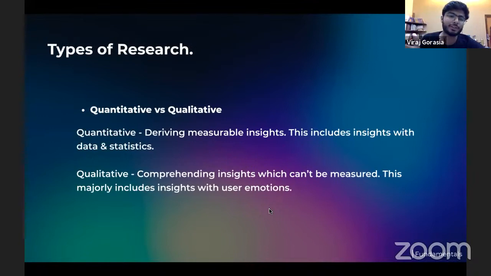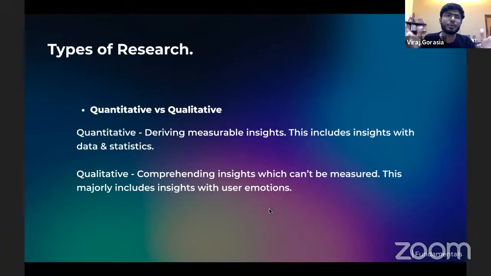Types of research. There are 3 types of research broadly, and let's talk about them one by one. First one is quantitative versus qualitative. Quantitative means deriving measurable insights, which could include data and statistics. Let's say that you are doing a user survey. What is a user survey? It's where you roll out feedback forms.